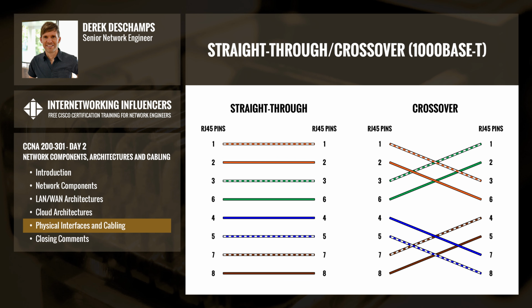A 1000-base-T straight-through cable takes the wires connected to pins 1 to 8 on one end of the cable and connects them straight through to pins 1 to 8 on the other end of the cable. While a 1000-base-T crossover cable takes the wires connected to pins 1 and 2 on each end of the cable and crosses them over to pins 3 and 6 on the other end of the cable. It also takes the wires connected to pins 4 and 5 and crosses them over to pins 7 and 8.